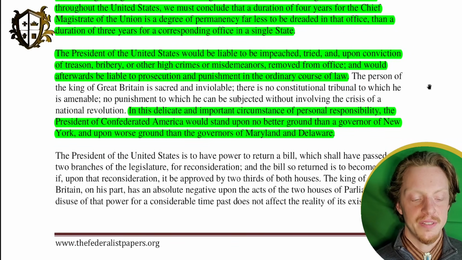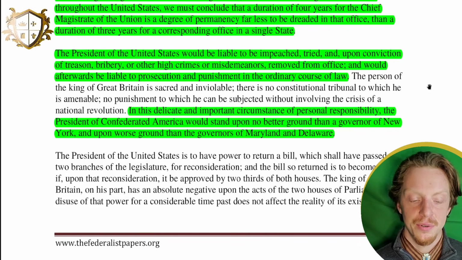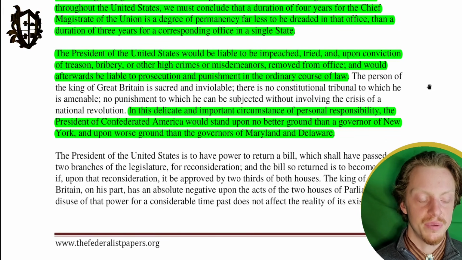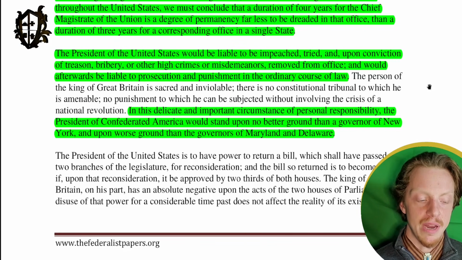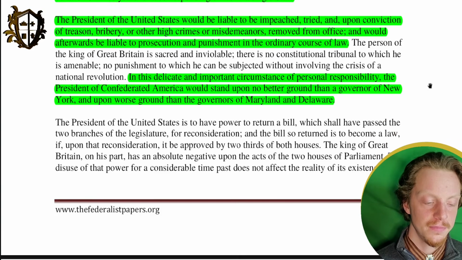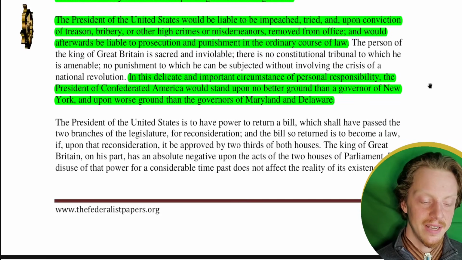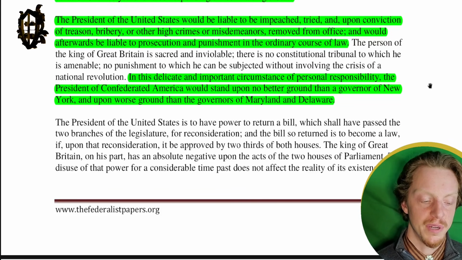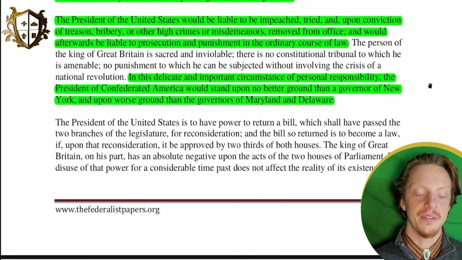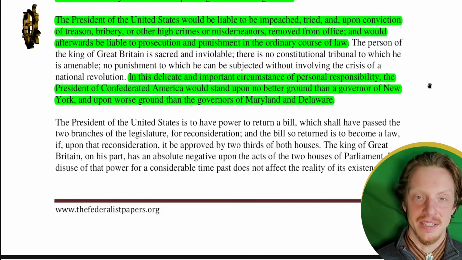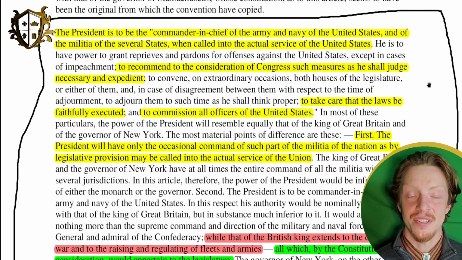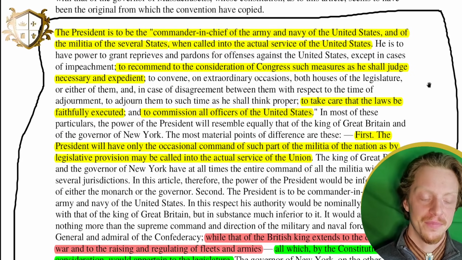The President of the United States would be liable to be impeached, tried, and upon conviction of treason, bribery, or other high crimes and misdemeanors, removed from office, and would afterwards be liable to prosecution and punishment in the ordinary course of law. In this delicate and important circumstance of personal responsibility, the President of Confederated America would stand upon no better ground than a governor of New York, and upon worse ground than the governors of Maryland and Delaware. So in fact, the governors of these different states had more power than the U.S.